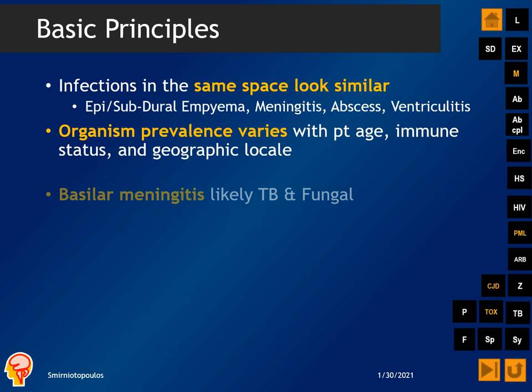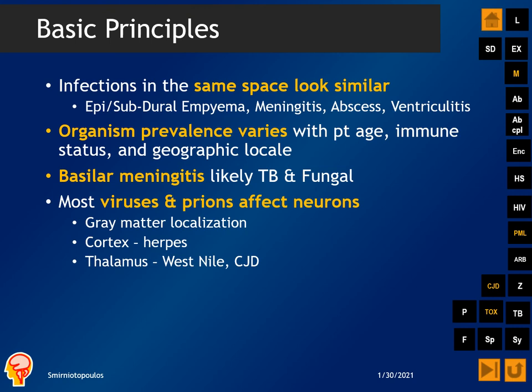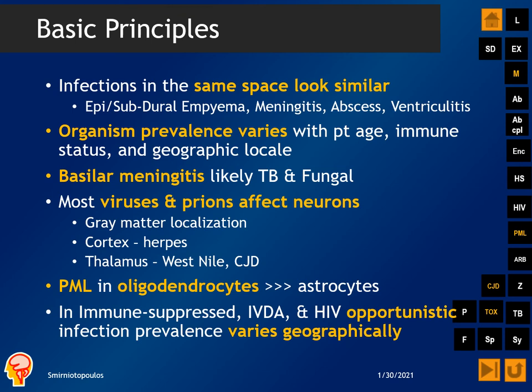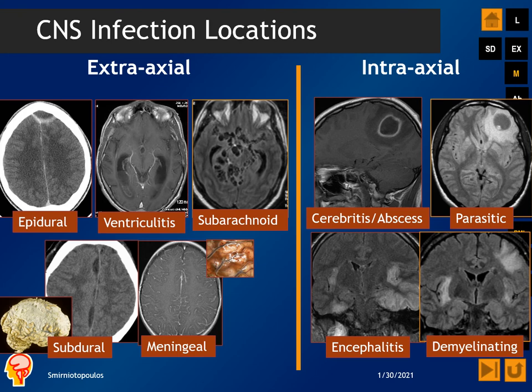Basilar meningitis is likely to be TB and fungal. Most viruses and prions affect neurons, so they're going to localize themselves to the gray matter. PML is a white matter disease because it's a direct infection of the oligodendrocytes. And in immune-suppressed patients, IV drug abusers, HIV, transplantation, opportunistic infection prevalence varies geographically. Extraaxial infections: epidural, subdural, subarachnoid, ventriculitis, and meningeal. Intraaxial: abscess, parasites, encephalitis, and demyelinating disease.